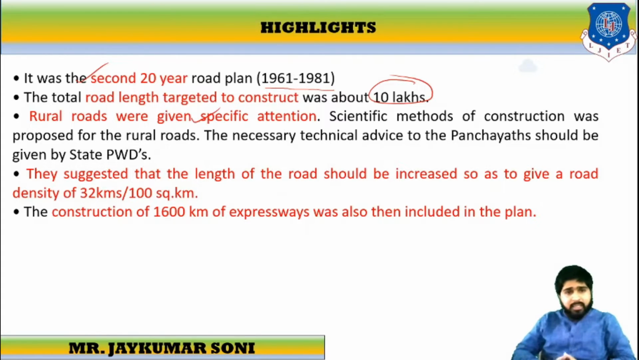So these are the highlights of the second 20-year plan. It was also called the Bombay Road Plan. Rural roads were given specific attention. The density targeted by the end of the second 20-year plan was about 32 kilometers per each 100 square kilometer grid. And the construction of 1600 kilometers of expressways was also included.